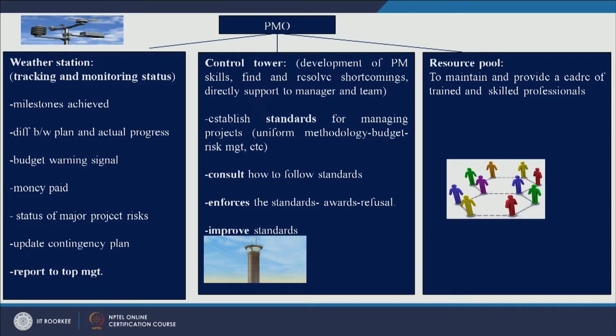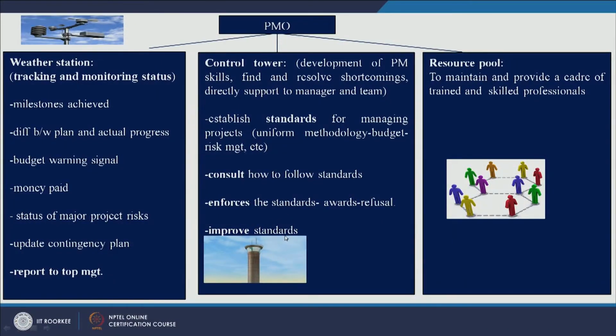So, this is quite an important type of PMO, because they not only prepare standards, plans and policies, but they also help you in implementing those plans and standards. Consult how to follow standards. So, they will tell you that this is the new standard and you are supposed to follow this particular standard.